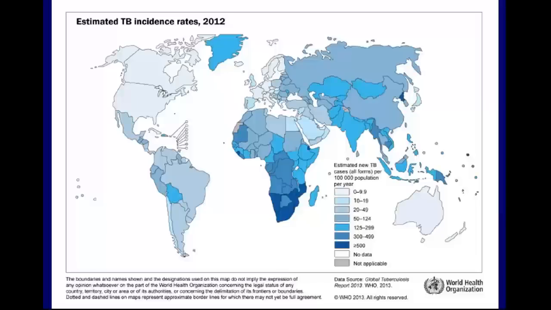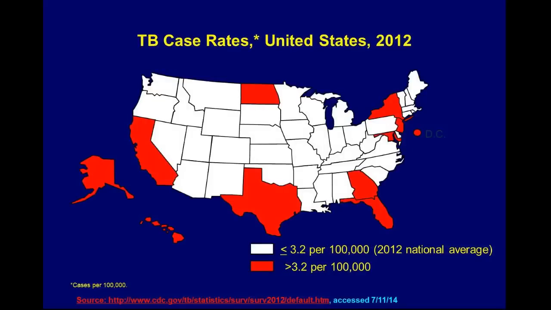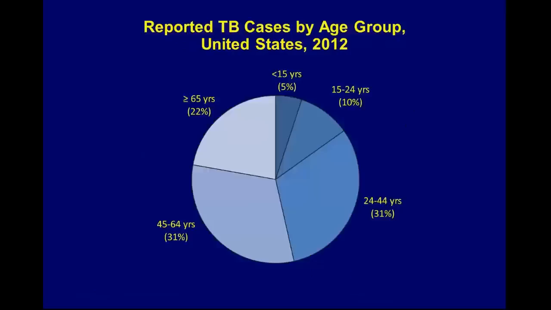So what is the incidence of TB? As you can see, worldwide. And in the United States, this is the table from 1998. As you can see, in 2012, we in the state of Florida are still leading. That's not something we want to be leading in, but we are.